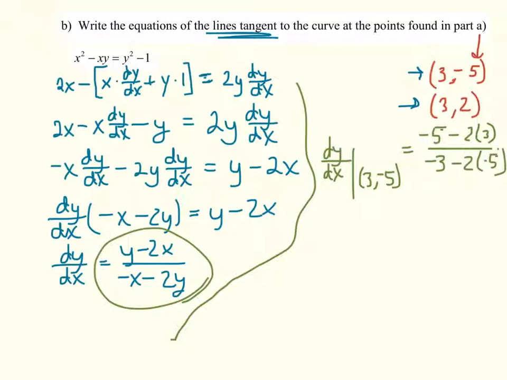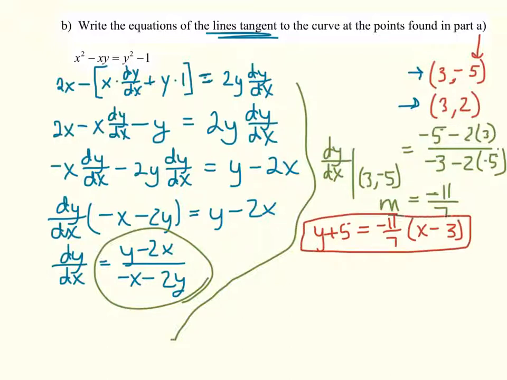All right, so let's do some figuring here. Negative 5 minus 6 would be negative 11 over negative 3. This is going to turn into plus 10, so that would be 7. So here my slope is negative 11 sevenths at the point (3, negative 5). So I'm ready to write the equation of the tangent line, which would be y plus 5 equals negative 11 sevenths times (x minus 3). So that's my first tangent line.